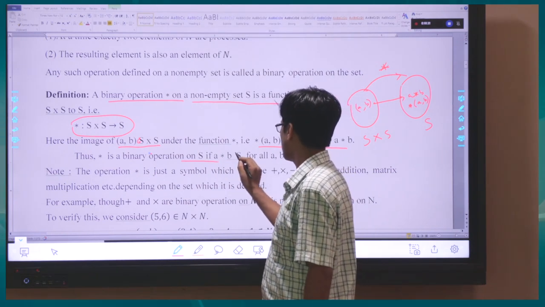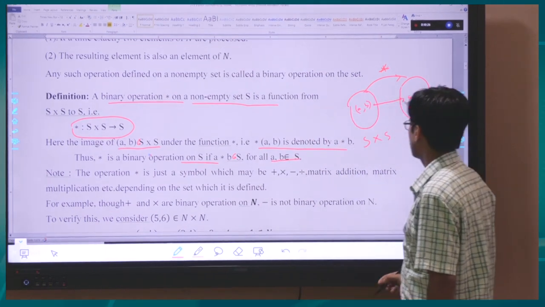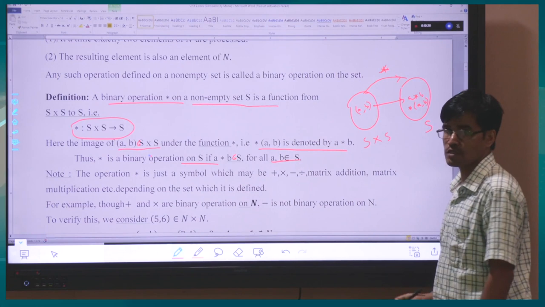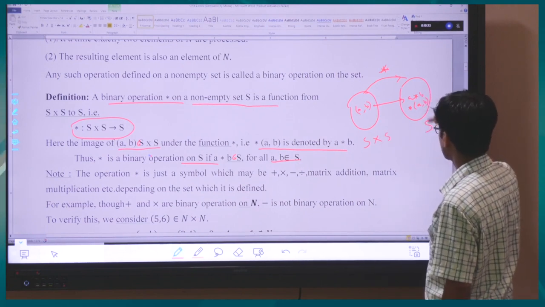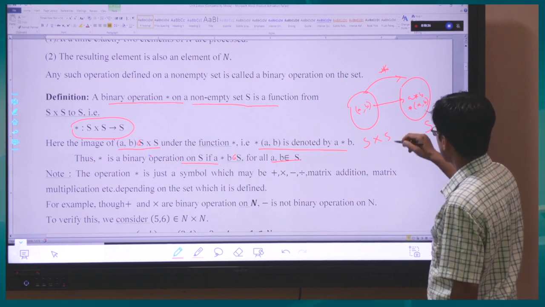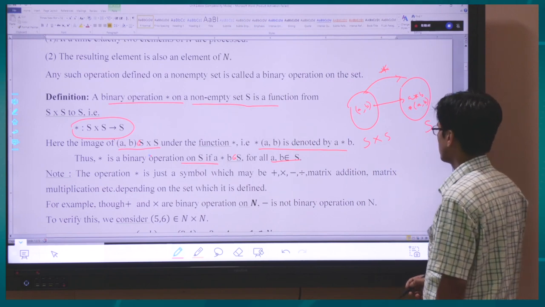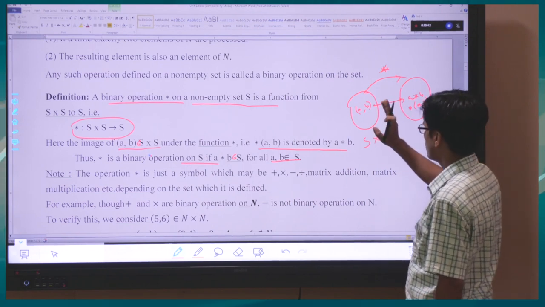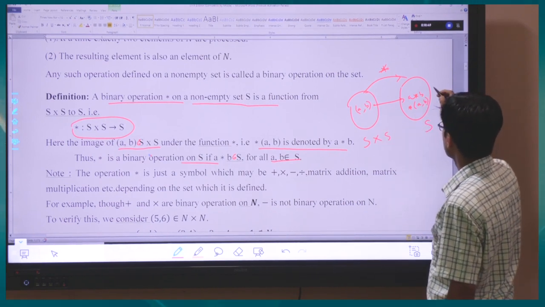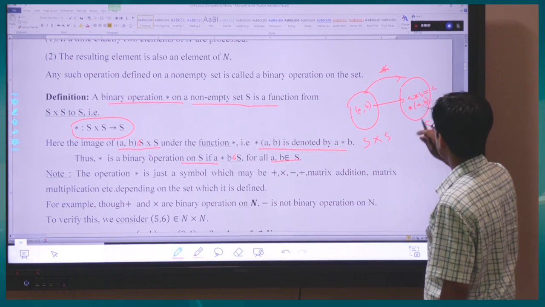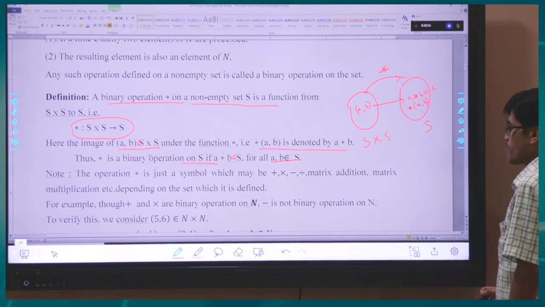If A star B belongs to S for all A, B belonging to S. Here if we consider any two elements from S cross S, the result will be A star B, which also belongs to S. Then we call that star is a binary operation on set S. If we consider any two elements from S cross S, the result will be A star B, suppose element C, so C also belongs to S. Then star will be a binary operation.